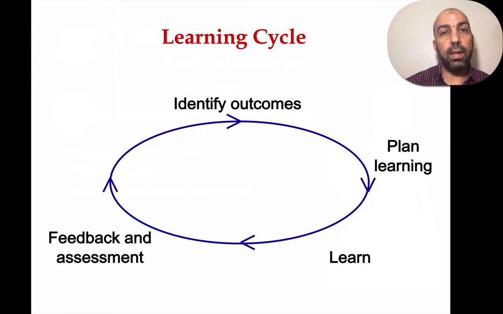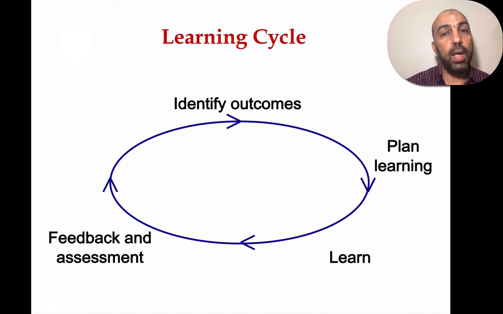This is the learning cycle, which starts by identifying the learning outcomes. This is followed by the plan for learning and teaching, and finally the feedback and assessment. After finishing the feedback and the assessment, you can re-identify the outcomes or revise your plan for learning and teaching. So this is a loop which needs to be closed.